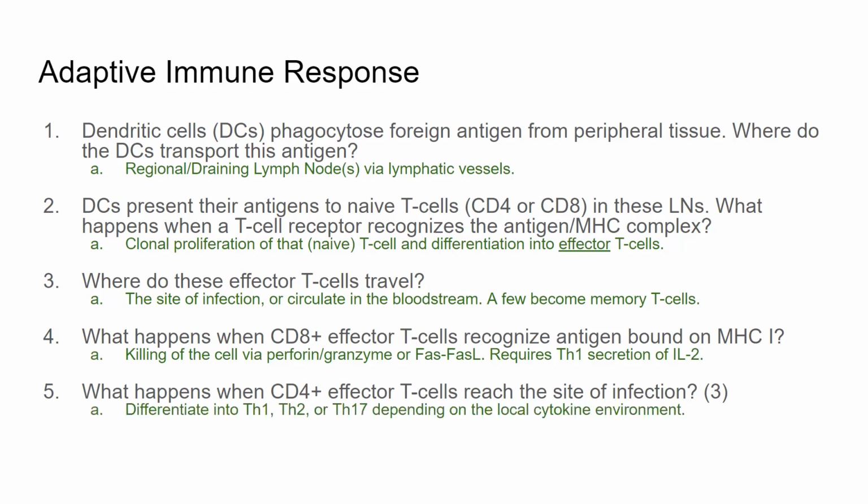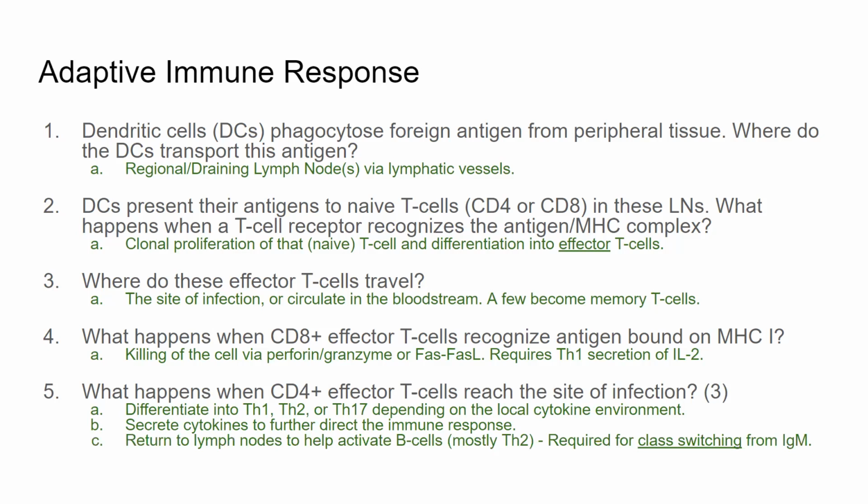The first thing is they differentiate, depending on the cytokine environment. This isn't true for Tregs, right, that leave the thymus already differentiated. But here, those T0 cells get to the site of infection and then they figure out what we need, depending on the cytokine environment. So Th1, Th2, Th17. And then next they will secrete cytokines to direct the immune response after they've differentiated into 1, 2, or 17.